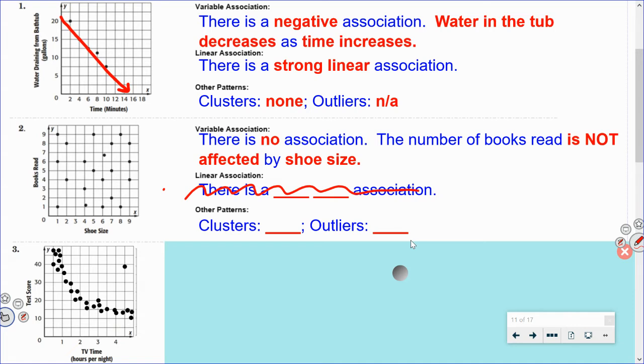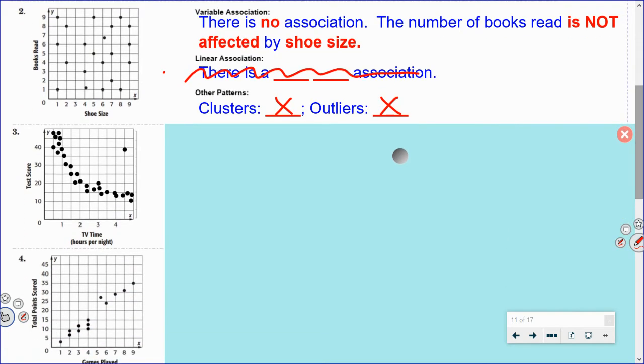If there's no association, you're not going to even talk about whether it's a linear or nonlinear association, because there is none. I don't know about you, I see no clusters. And there are no outliers, because there's no pattern to the data and then weird numbers that lie way out there where nothing fits.